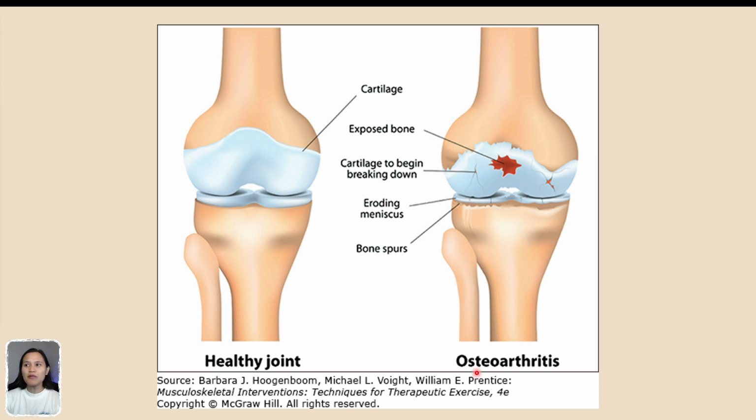Okay, so for people with osteoarthritis, there is a progressive destruction of the articular cartilage. As we can see in this picture, the cartilage begins to break down, and if it gets worse, then there will be an exposure of the bone. Another thing is that, because there's already more severe affectation of the bone, there are developing bone spurs, or what we call osteophytes.